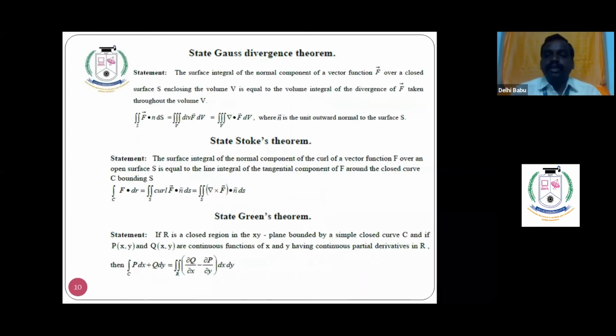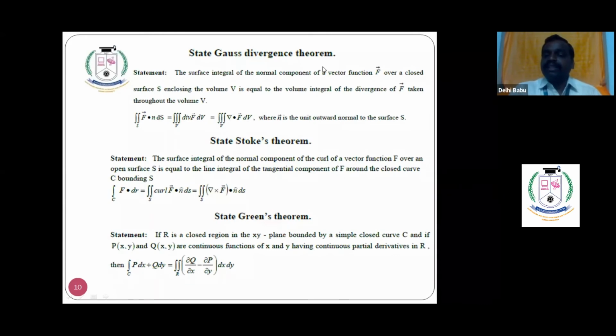Okay, next we go to vector integration. In vector integration, already I told that 3 theorems are there, namely Gauss divergence theorem, Stokes theorem, and Green's theorem. These statements are useful in part A questions, because in part A they are asking to state Green's theorem, state Stokes theorem, or state Gauss divergence theorem. Only the statement they are asking, because in our syllabus it is without the proof of the theorem. So maybe they will ask in part A.